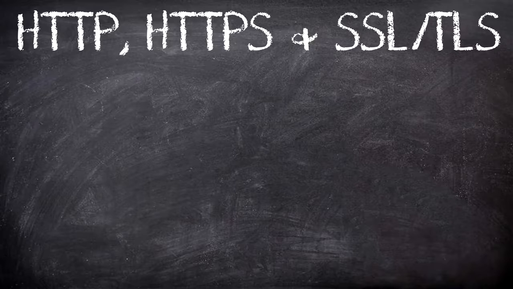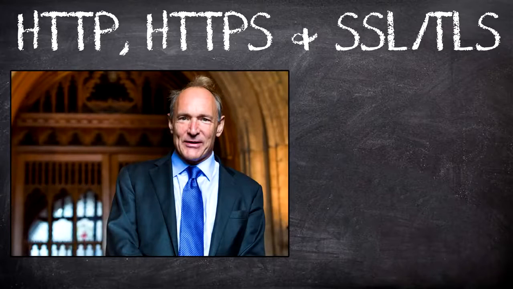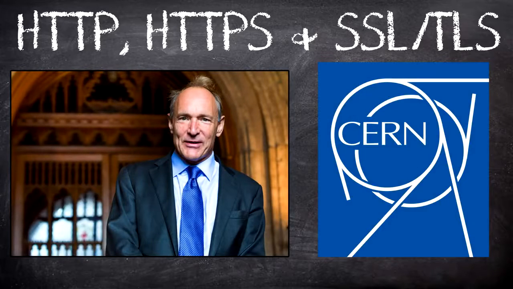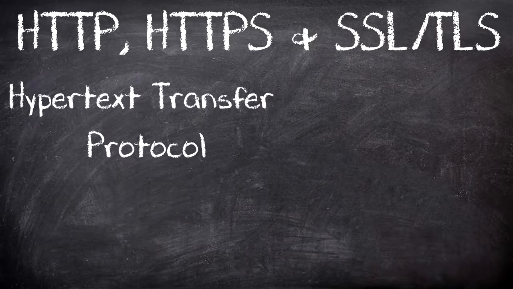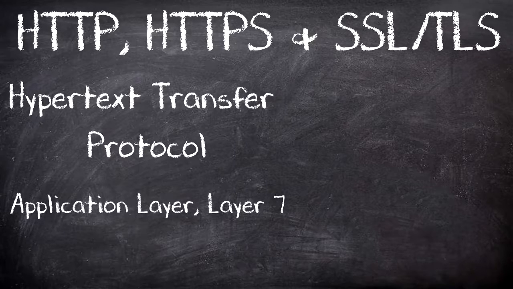So to start with, we will talk about HTTP and make our way through HTTPS and SSL later. In 1989, a guy called Tim Berners-Lee, who worked for CERN, started development of HTTP. HTTP stands for Hypertext Transfer Protocol and is used to exchange or transfer hypertext. HTTP resides on the application layer of the OSI model, or layer 7. If you don't know what the OSI model is, click the little information icon, which will take you to an explain video I made about the OSI model.